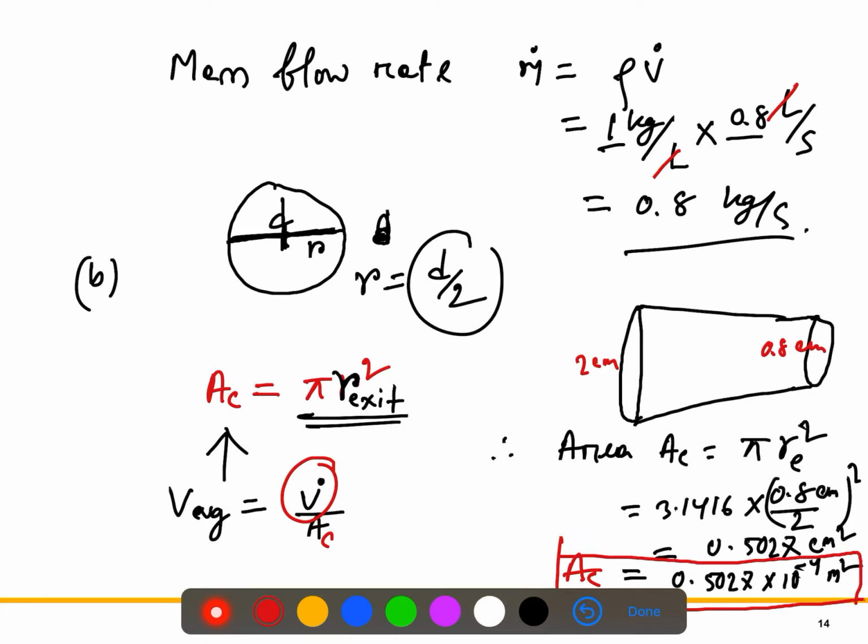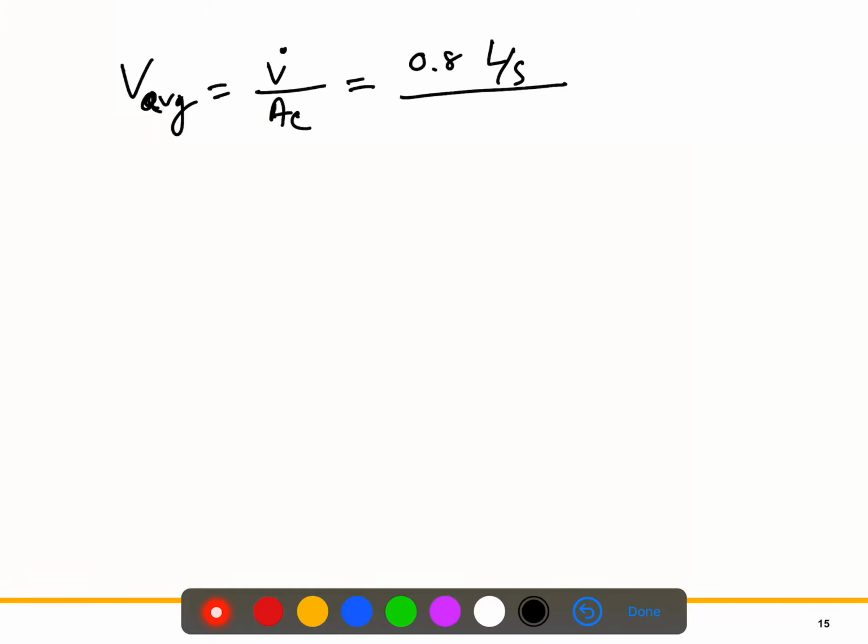Once we know this cross-sectional area, we will substitute the cross-sectional area and the volume flow rate value here, and then we will get the average velocity. So now let's move to the next part. The average velocity, AVG, is equal to the volume flow rate over the cross-sectional area. The volume flow rate is 0.8 liter per second, and the cross-sectional area is 0.5027 times 10 to the power minus 4 meter squared.